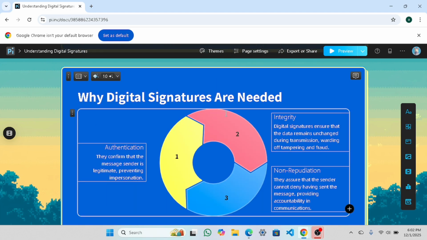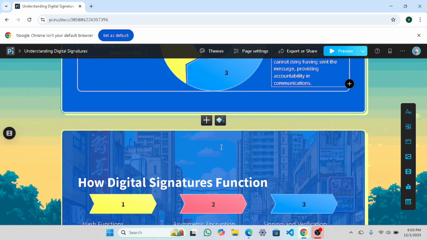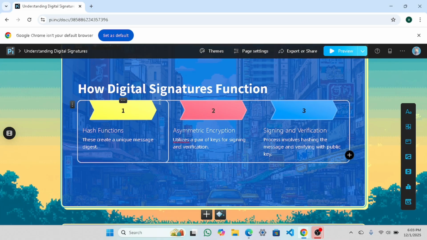Why are digital signatures needed? The first point is authentication, the second is integrity, and the third one is non-repudiation. So simple. As we have discussed, what authentication means, what integrity means, what non-repudiation means. So now, how do digital signatures function?